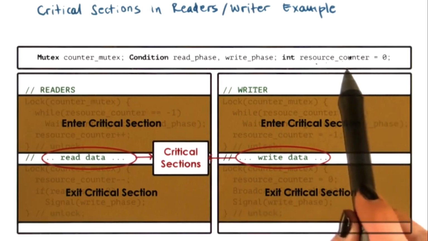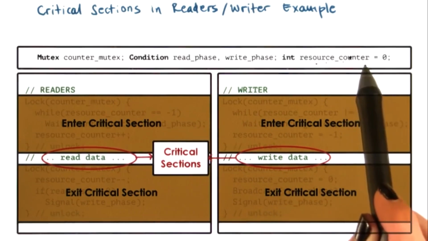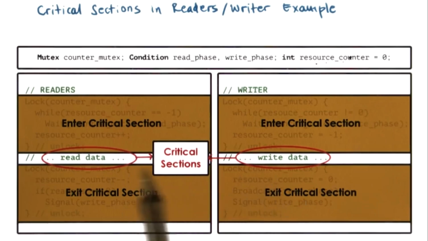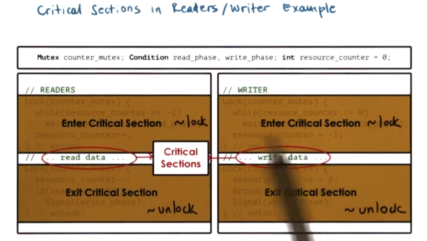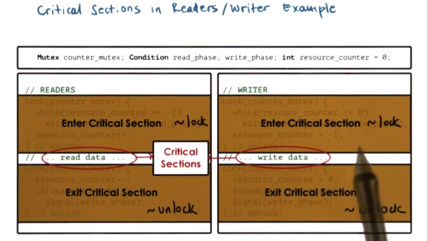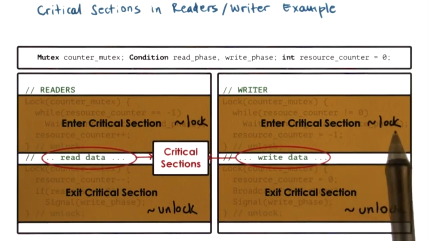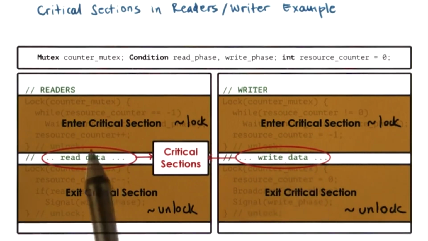So only one thread at a time can manipulate the resource counter variable. However, potentially multiple threads at a time can be performing a read file operation concurrently. So it looks like these enter critical section blocks are sort of like a lock operation that we have to perform before we want to access a resource that we want to protect, that we want to control what kinds of accesses to that shared resource we allow.